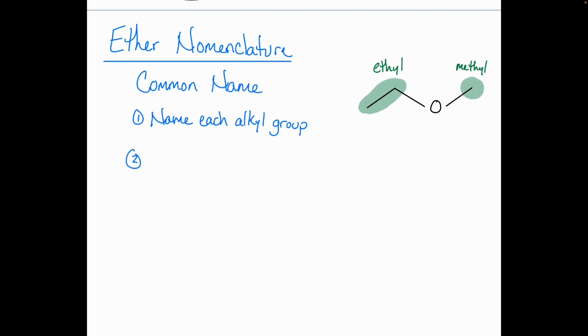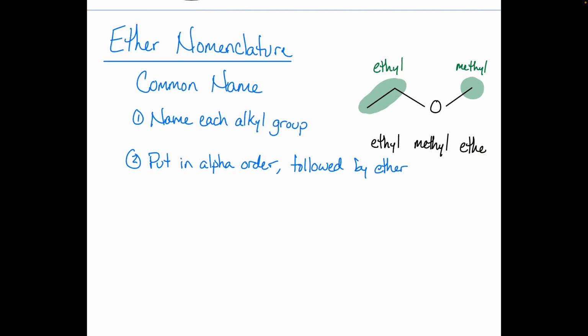All right, and then all we're going to do is we're going to put these together in alphabetical order, followed by the word ether. All right, so put in alpha order. Followed by ether. All right, and because these are common names, we're going to see something we very rarely see in our nomenclature schemes here, and that is spaces in our name. So this molecule right here would be ethyl space methyl space ether.